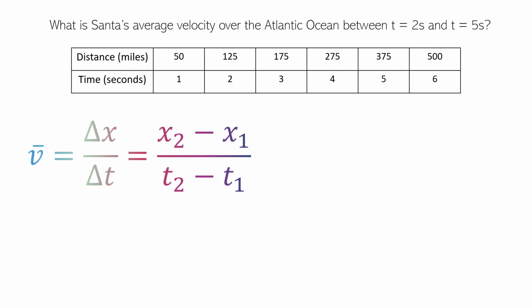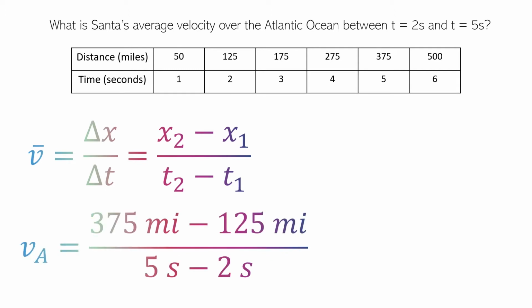This can be rewritten as x2 minus x1 over t2 minus t1, where x2 is our final position and x1 is our initial position. If we take x1 to occur when Santa is 2 seconds away from New Jersey and x2 to occur at 5 seconds away from New Jersey, we can rewrite this equation as 375 miles minus 125 miles over 5 seconds minus 2 seconds. This solves out to become 83.3 miles per second.